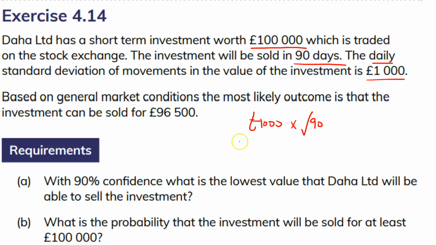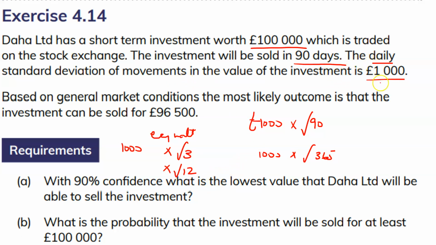So for example, if you were told that the investment will be sold in a year, you would be saying 1,000 times the square root of 365 days. If you had been given the deviation in months, for example, imagine you'd been told that the deviation was £1,000 every month, and we wanted to know the deviation over 3 months, you would multiply by the square root of 3, and for a year, the square root of 12. So that's how you would operate. Just work with what you're given.